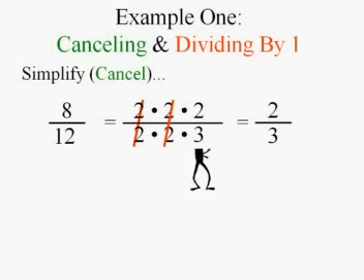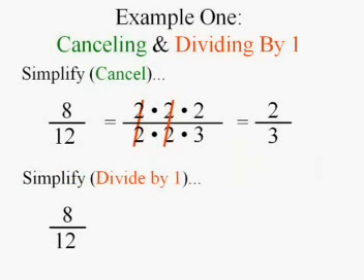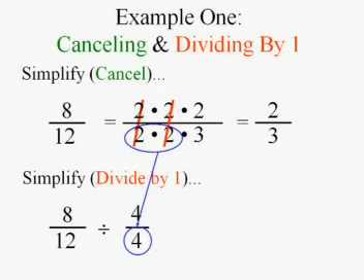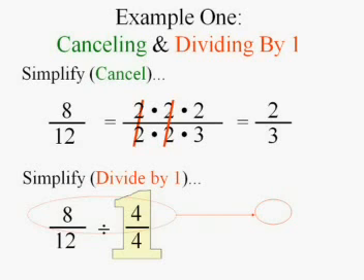And if you think about it, I took 8/12 and in the long run divided by 1 in the form 4 over 4, which is another form of 1. 8 divided by 4 is 2, and 12 divided by 4 is 3. And there's your reduced fraction.